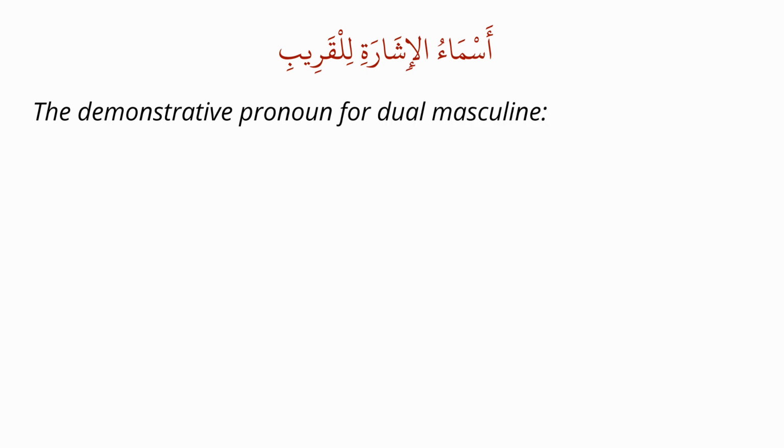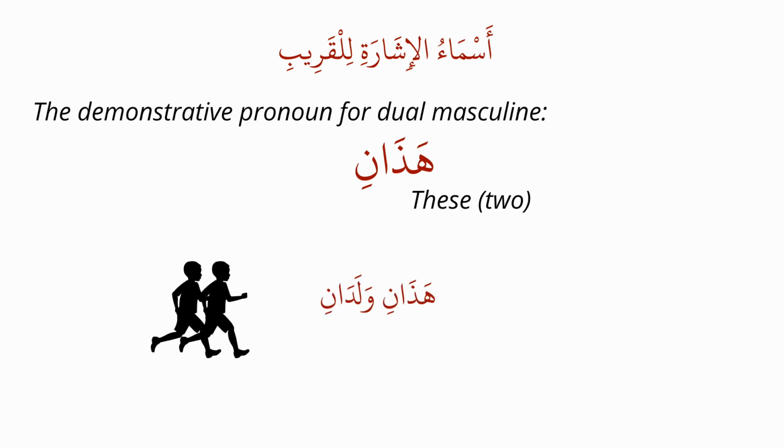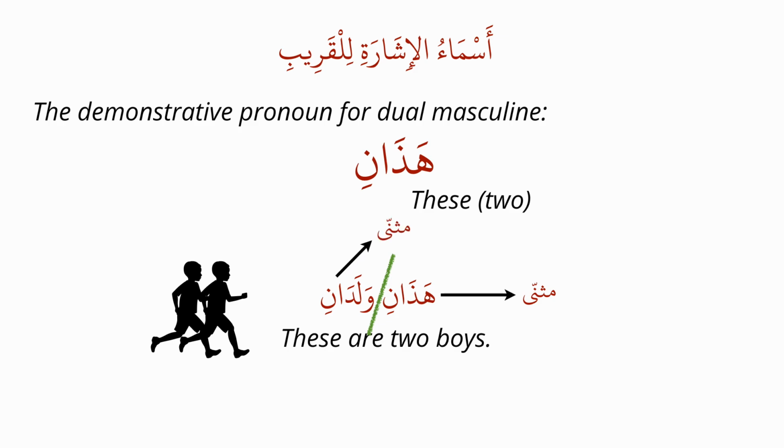Next, we have the demonstrative pronoun for dual masculine near objects, which is هذان, written the way you see it right now and pronounced as هذان. And it means these, referring to two masculine entities. For example, هذان ولدان, meaning these are two boys. Here the demonstrative pronoun هذان is al-mubtada, the subject, and it is muthanna, meaning dual, and its predicate waladan is dual as well. So both the subject and the predicate are coordinating each other.